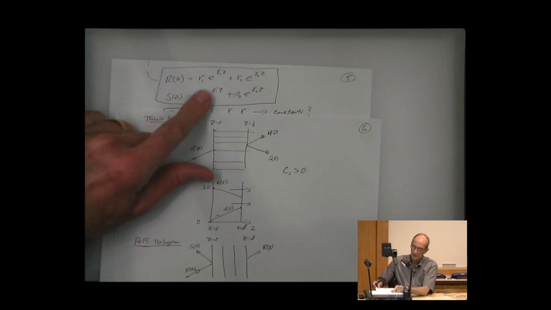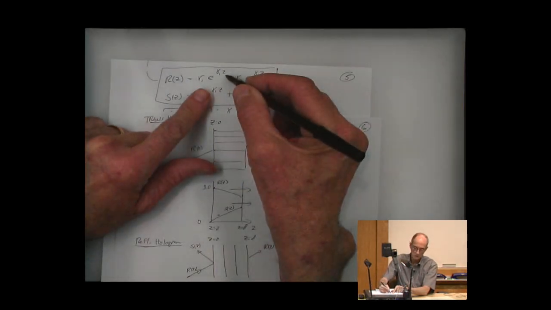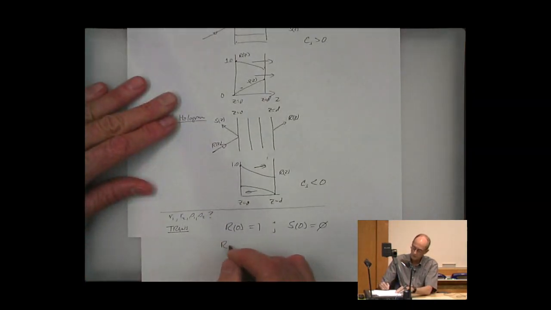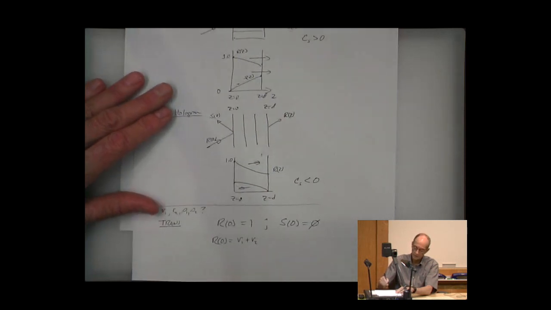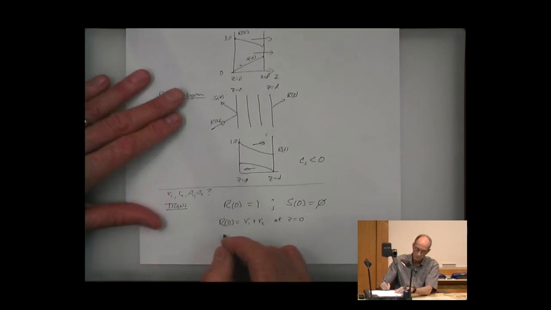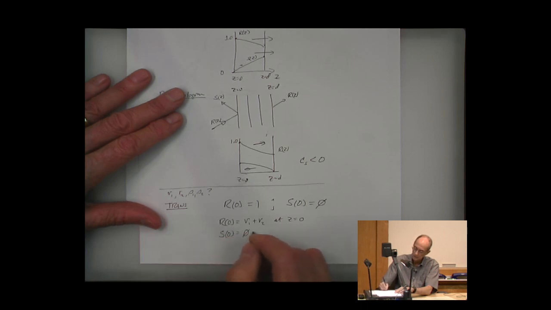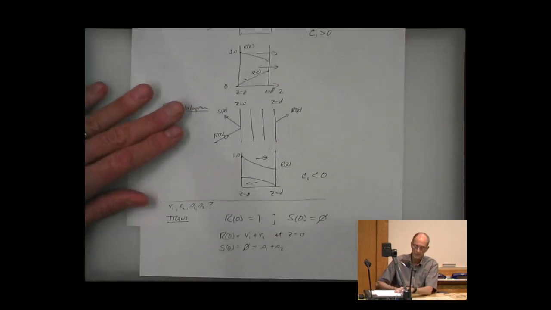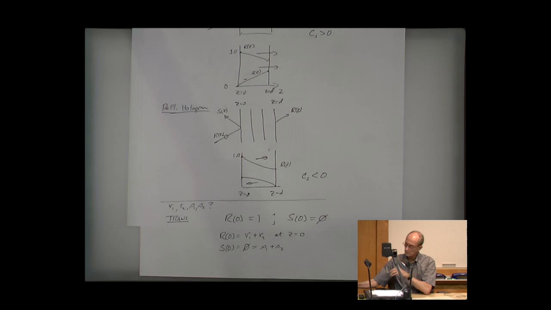So we have this equation here, right? So z is equal to 0, and so these two terms drop out, and so r of 0 is just equal to R1 plus R2. Okay, so this is at z equals 0. And we also have S of 0 is equal to 0, and that's equal to S1 plus S2, because these values of z are 0 in that exponential as well. All right? So that's what we have to work with.